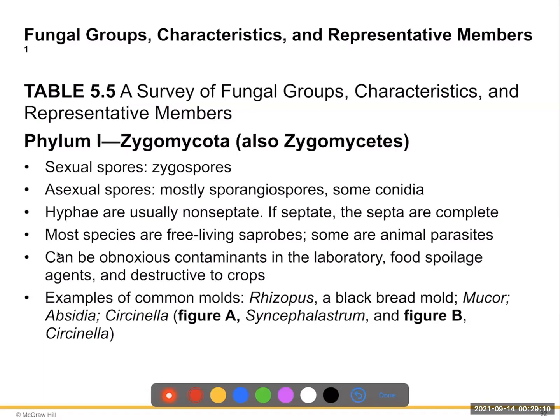Okay, so Zygomycota. Those are sexual spores, zygospores. The asexual spores are sporangiospores. Hyphae are usually non-septated. In other words, they don't have the septa dividing between them. If septate, the septa are complete, dividing each branch off. Most species are free-living saprobes. Some are animal parasites. Saprobes is one of the divisions we had as we divided the different groupings. They can be obnoxious contaminants in the laboratory, food spoilage agents, and destructive to crops. Examples of common molds are black bread mold, Rhizopus, Mucor, Absidia, Cunninghamella, and Circinella. Those are all different types of common molds.